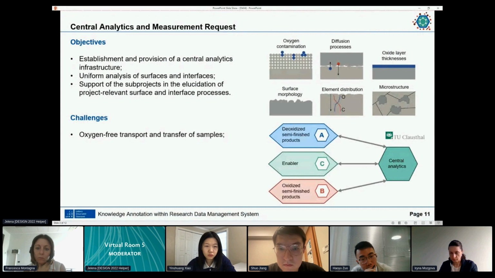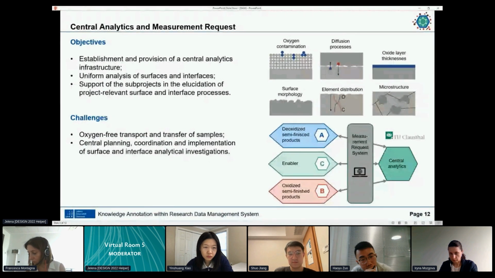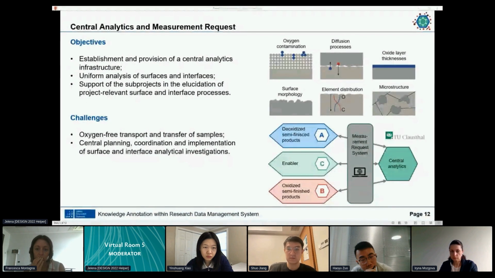In order to achieve these objectives, it is necessary to realize an oxygen-free transport and transfer of samples between the central analytics project and other sub-projects, as well as planning, coordination, and implementation of surface and interface analytical investigations, which is implemented in the framework of the so-called measurement request system.